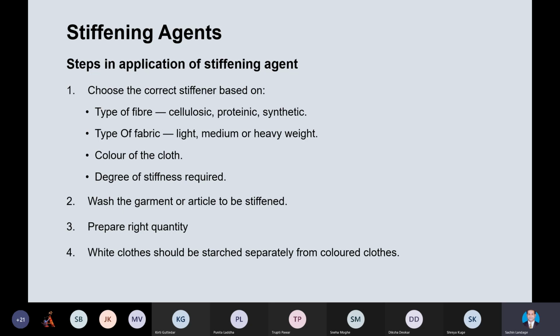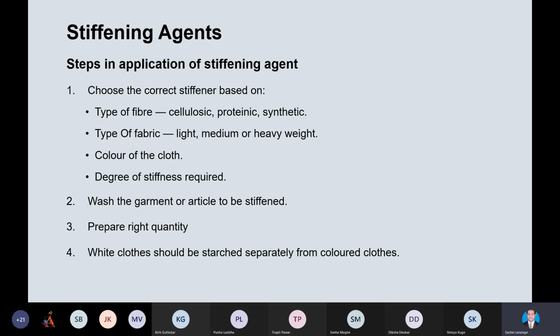Next, whenever you are preparing it, we have to take care to prepare enough quantity of starch or whatever our stiffening agent is, so that all our garments will get stiffened properly. If you take a lesser quantity, you need to prepare it again. If you use a higher quantity, that will go to waste. So prepare the appropriate quantity of solution required for the application.